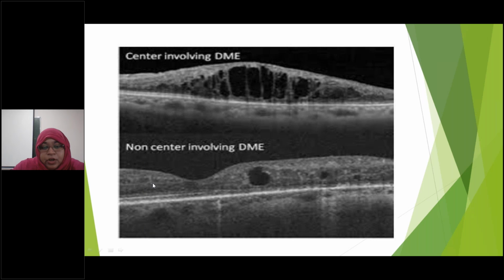And this is a non-center involving diabetic macular edema. Here you can see the foveal contour is maintained. Okay. This is the foveal contour which is maintained. And the edema is present here, somewhere around 3000 microns away from the fovea. Okay, so this is the non-center involving diabetic macular edema.